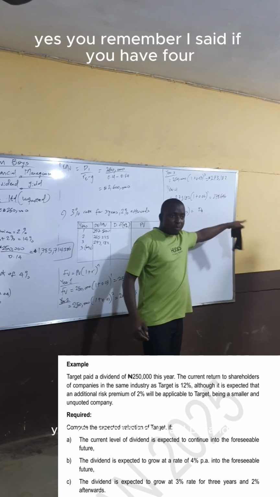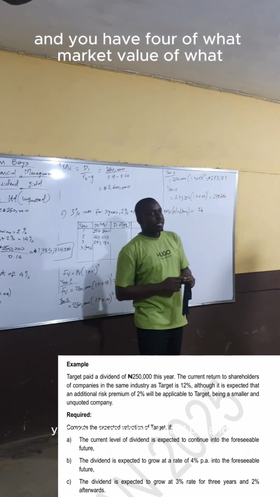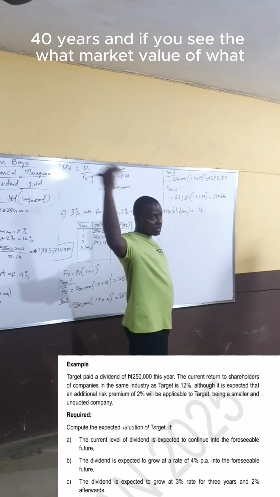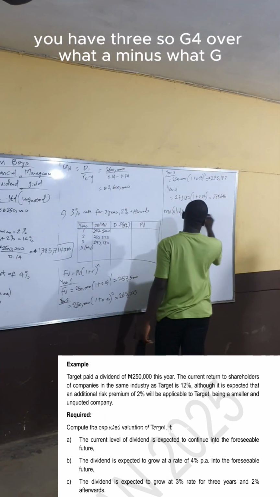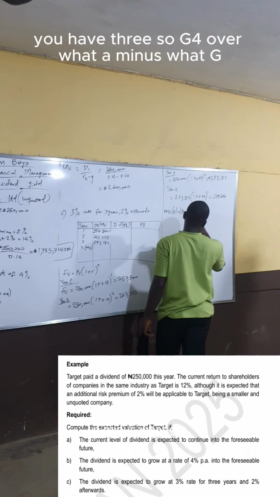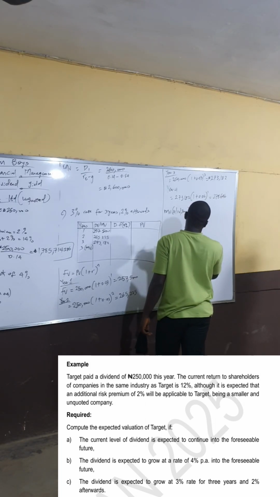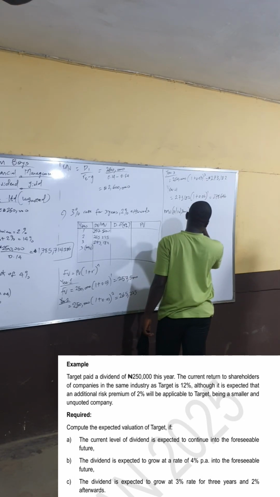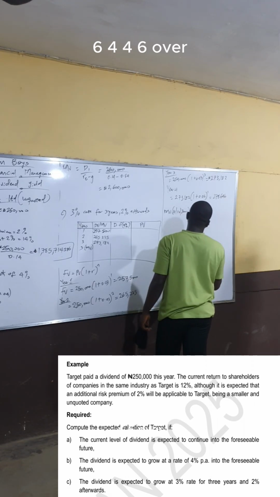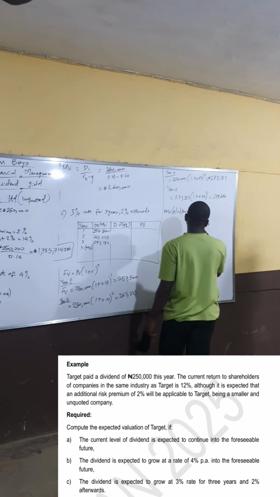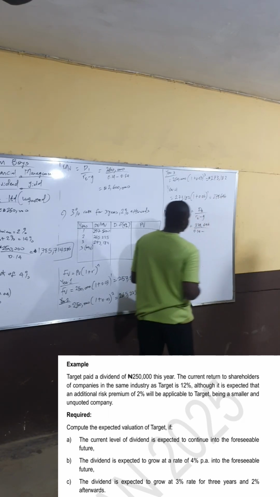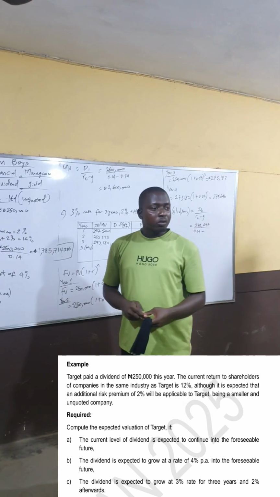D4. Yes. Remember I said dividend 4 will get what? Market value at the end of what? Year 3. So D4 over what? Re minus what? G. Now, our D4 is what? 278,646 over our cost of equity, which is what? 0.14 minus.